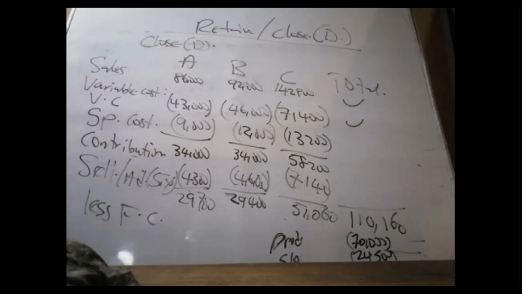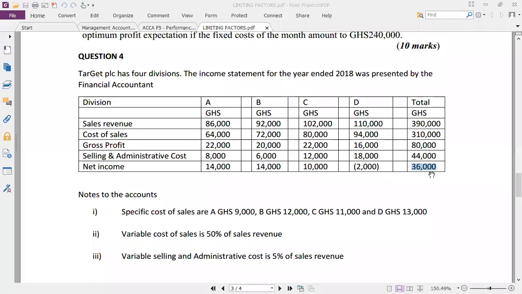Good. So therefore 16,000. Oh, the profit is not coming. So kindly jot it down. So that is the profit. The profit has dropped, right? Meanwhile, before, if they should retain, their profit is what? 36,000. If they shut down, 15,000. So what will be the decision? They should shut down.